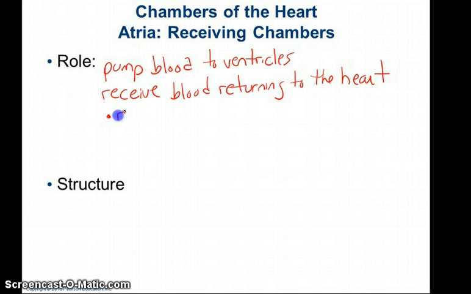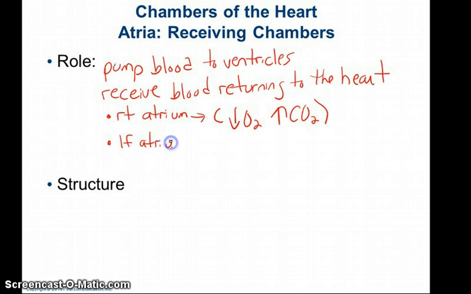So if you look at the right atrium, and the word atrium is singular, it's receiving blood returning from most of the tissues of the body. And so it's got low oxygen but high CO2 because the tissues have removed a lot of the oxygen and dumped in carbon dioxide. If you look at the left atrium, it's receiving blood coming back from the lungs. And so the blood just picked up oxygen, so it has high oxygen and very low CO2 because that was just dumped.